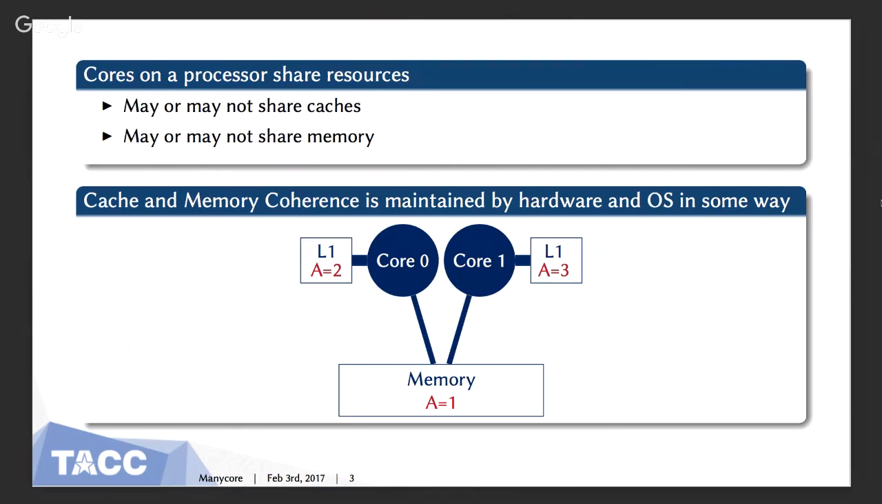Cache and memory coherence between these cores and memory has to be maintained by the hardware and the operating system in some way. So if I have some variable A, its value could actually be different in what's called the level 1 cache, the L1 cache, which I've labeled here. It could be different between each of the cores, which each have their own L1 cache. And then that could even be different from what's in memory. So the hardware has to somehow make sure that all of these values are correct at any given time so that your program is correct, so that you get the result that you expect and they don't get all jumbled up. Fortunately, you don't have to worry about this very much. The hardware handles it for you.